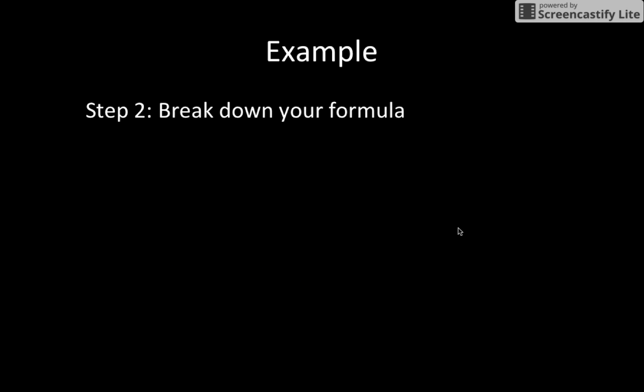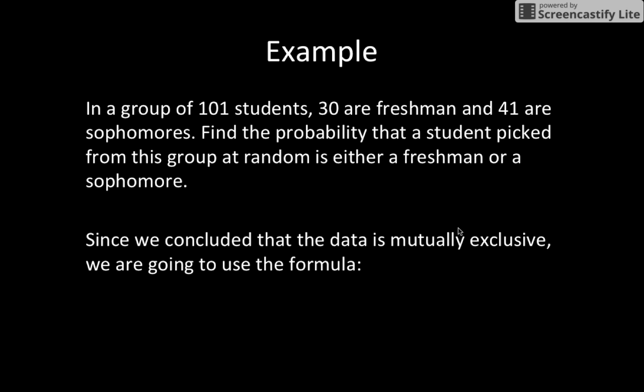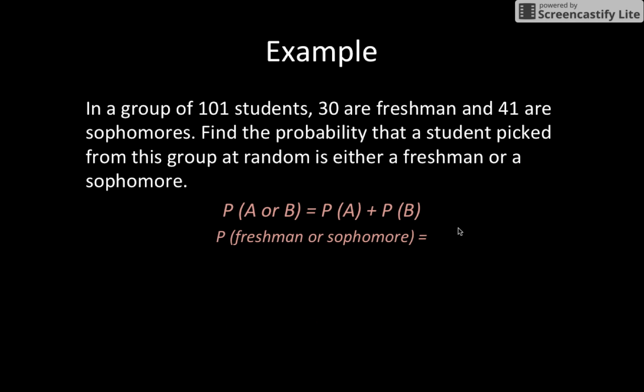Then you're going to break down your formula. So since we concluded the data is mutually exclusive, we're going to use the formula the probability of A or B equals the probability of A plus the probability of B. So your probability of freshmen or sophomores equals your probability of freshman, which is your A, plus your probability of sophomore, which is your B.